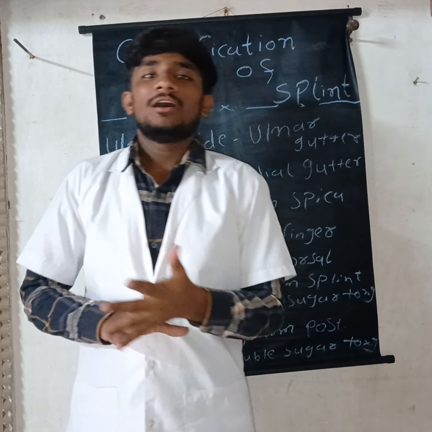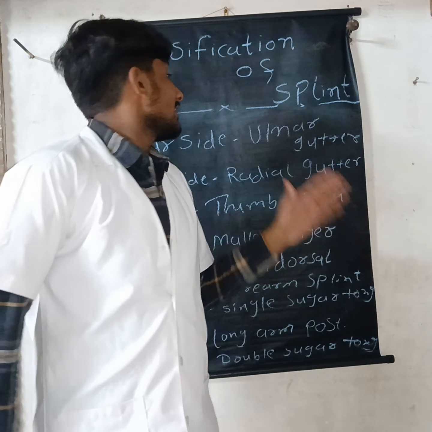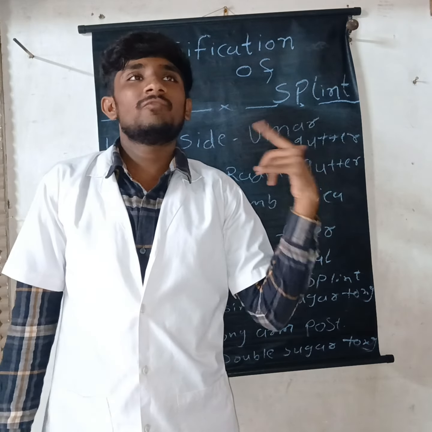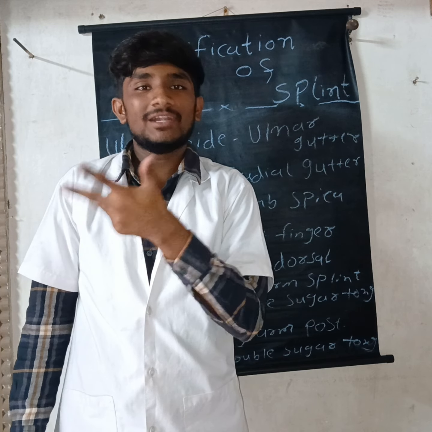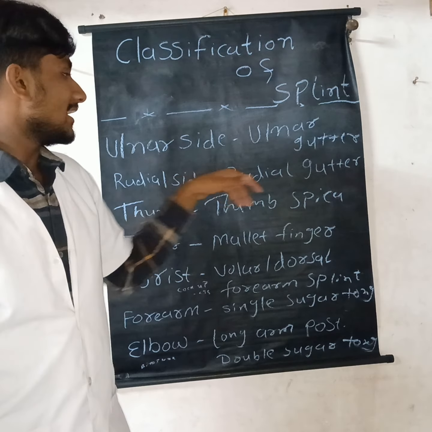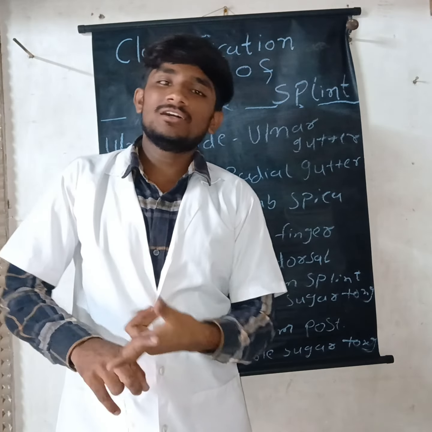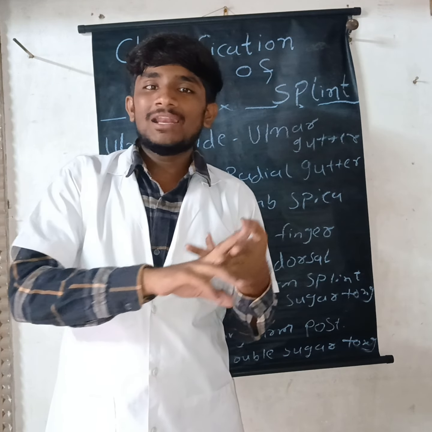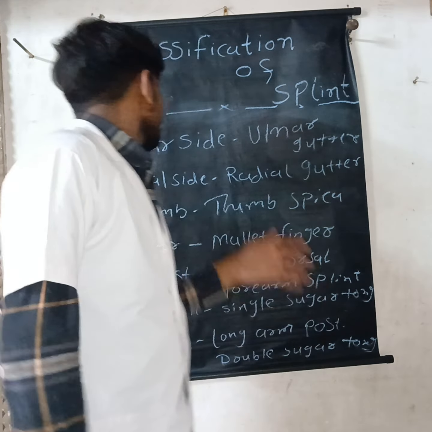Now we see upper extremity splints. On the ulnar side, we have the ulnar gutter splint that is mainly used for the fourth and fifth metacarpal as well as phalanges dislocation. On the radial side, we have the radial gutter splint. It has the same function for the first and second metacarpal as well as phalanges dislocation.